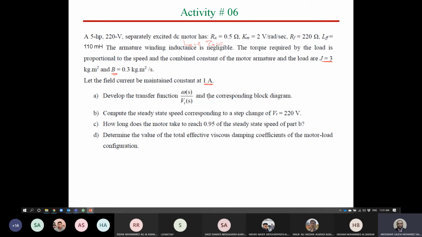What is needed in the activity? Develop the transfer function omega of S over V of S and the corresponding block diagram. Compute the steady state speed corresponding to a step change of Vt equals 220 volts. How long does the motor take to reach 0.95 of the steady state speed? At part B, determine the value of the total effective viscous damping coefficient of the motor-load configuration. Okay, this is the activity.